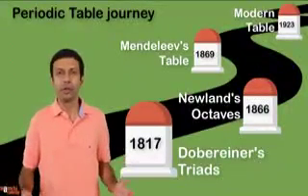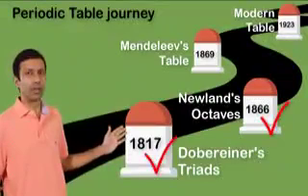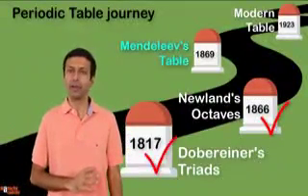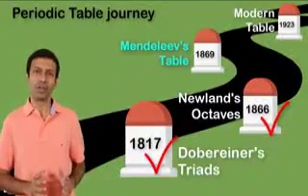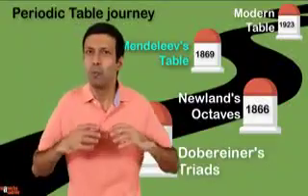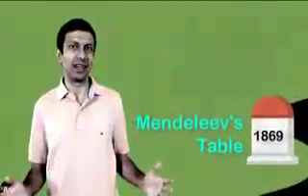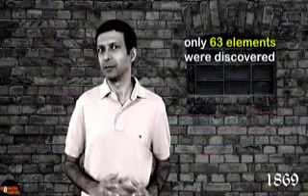In the previous video, we discussed Döbereiner's triads and Newlands' law of octaves. In this video, our focus will be on Mendeleev's periodic table, and we'll see how it differs from the modern periodic table. So let's go back to Mendeleev's time. Imagine we are in 1869. Only 63 elements were discovered at that time.